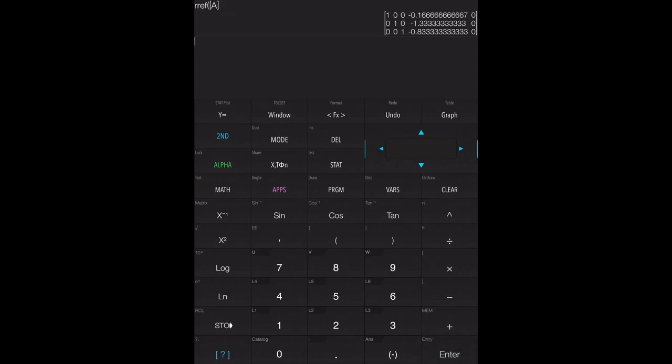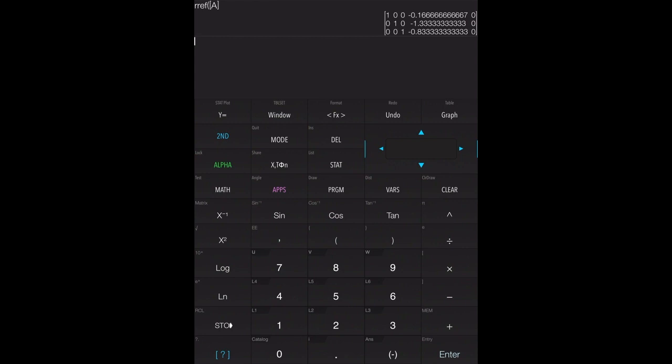Let's hit enter. So notice what I got here. I had a 1, 0, 0, and then this long decimal and a 0. I have a 0, 1, 0, this long decimal and a 0, and then a 0, 0, 1, and this long decimal. First off, I don't like working with decimals. I want this to change to fractions, and you can actually do that. Before you hit anything else, you should know that your calculator always stores the answer that it just got. So I'm going to use that.